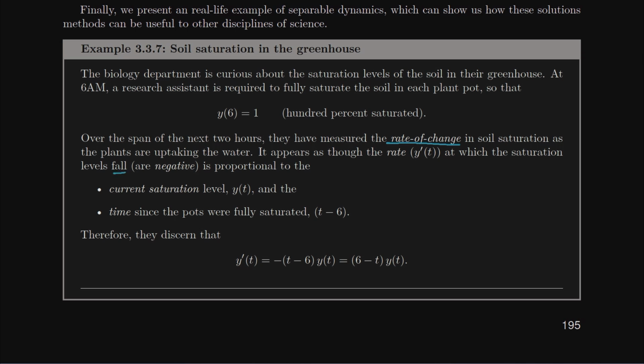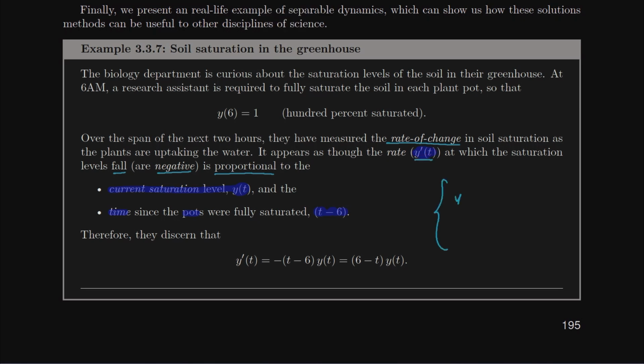Well, that makes sense because plants are going to take up the water, so the rate is going to be negative, and it's going to be proportional to the current saturation level, so that means proportional to y(t), as well as the time since the pots are fully saturated, so t minus 6. We're going to use that to construct our initial value problem, or a separable ODE.